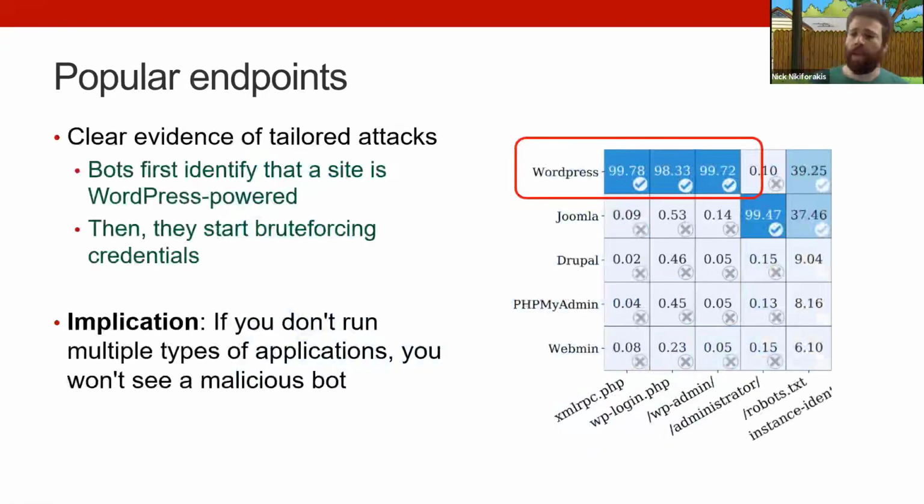So if we look at the earlier behavior, right, we see clear evidence of tailored attacks. You see that it's the WordPress sites that are getting the most hits for the WordPress endpoints, and it's not everyone else. So it's not like someone is just asking for WP admin from the internet. They actually first figure out that you are a WordPress site, and then they start attacking you, right? And so the implication of this is that if you don't run multiple types of applications, you will likely have blind spots. You will not be able to see the traffic from bots that are targeting the web applications that you're missing.